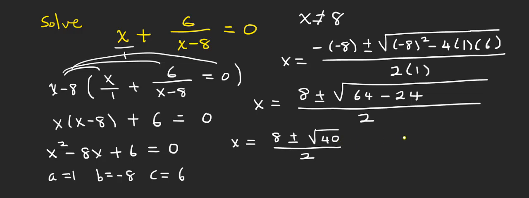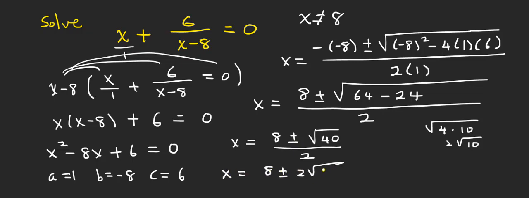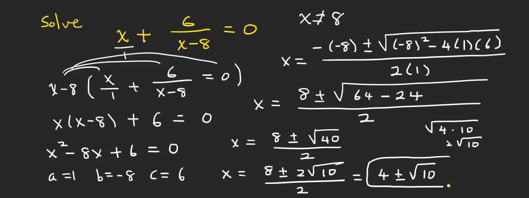Now, what is radical 40? It can be simplified. Radical 40 is the same thing as radical 4 times 10, so 2 comes out. You get 2 radical 10. Now we could even simplify this further. 8 divided by 2 is 4, and 2 divided by 2 is 1. So you end up getting 4 plus or minus radical 10. So you are going to have two solutions. The first one will be 4 plus radical 10, and the other one will be 4 minus radical 10.